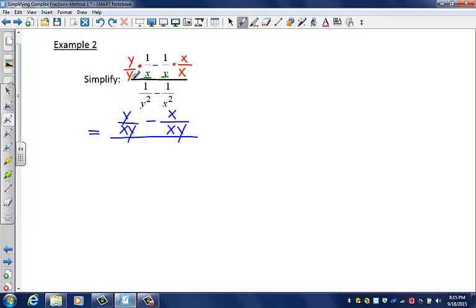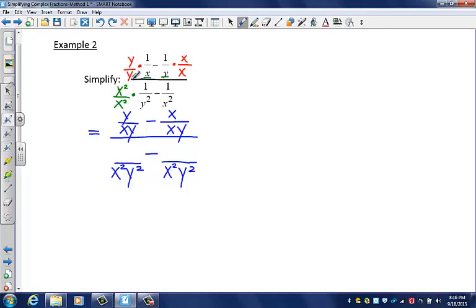I'm going to do the same thing with the two fractions in the denominator of my big fraction, my rational expression. Once again, my two denominators, y squared and x squared, have no common factors. Therefore, the common denominator is the product of those two. So now I need to multiply those fractions by whatever factor is missing to get those common denominators. Well, my first fraction, I have a y squared. I'm missing an x squared. So I'm going to multiply the numerator and denominator by x squared.